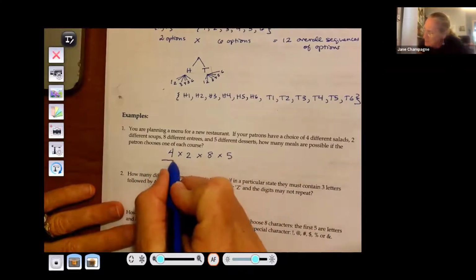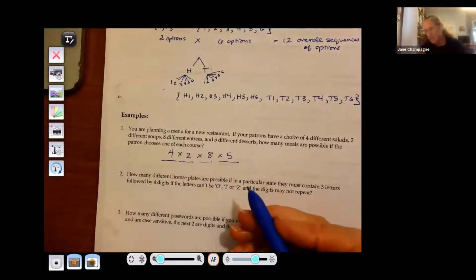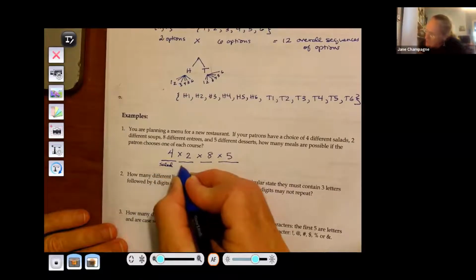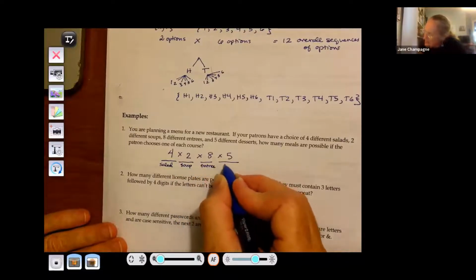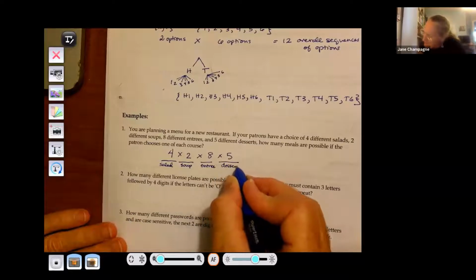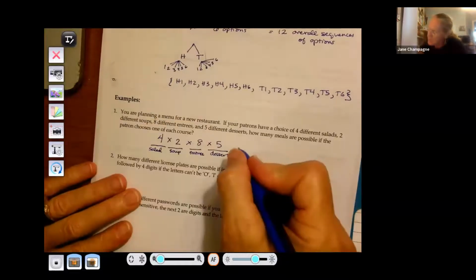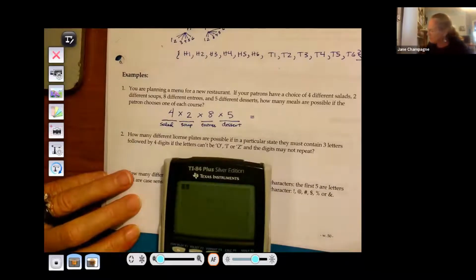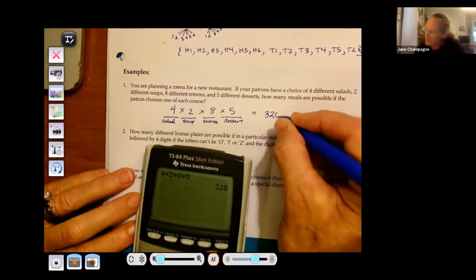What I like to do for these problems is draw a blank for each of the choices that's being made. In this case, we've got the salad choice and the soup choice and the entree choice and the dessert choice. Because sometimes you have to think about what goes in each blank, and then you can put them in each blank and then just multiply to get your answer. So it works out pretty well. So 4 times 2 times 8 times 5 is 320. So, lots of options.